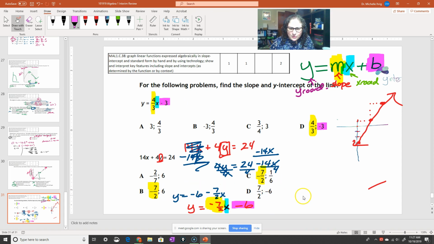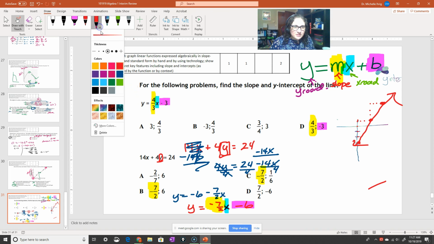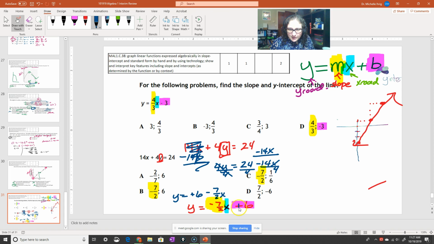So my answer, ooh, why did I put negative 6 and they had positive 6? Oh, because I didn't know how to do math. Positive 24 divided by 4 is positive 6. That was my mistake, and this should be positive 6. I was rushing, which means this is positive 6, which means this is our correct answer.